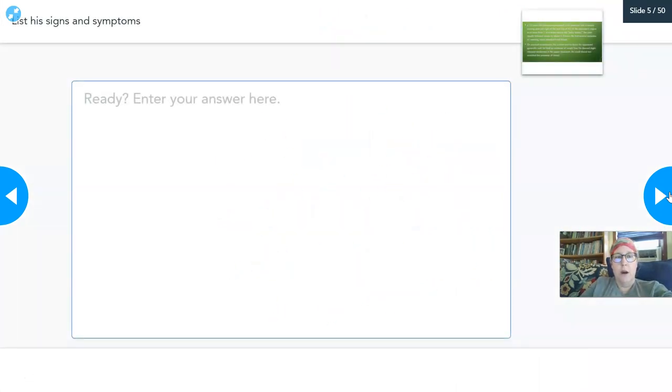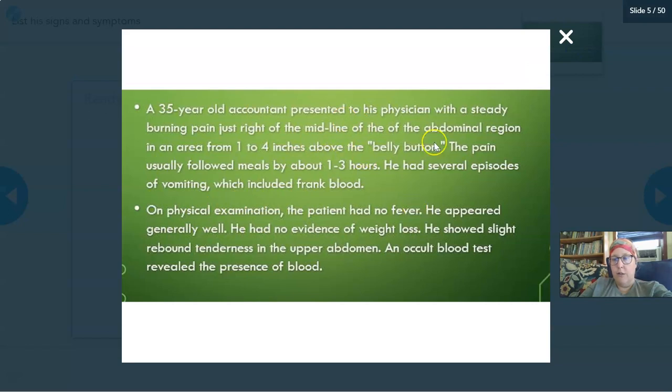Okay, so your first question, and I have this here, I'm going to show you in just a second. List the signs and symptoms. To do it really well, to really show you understand this, I would put signs, list all the signs, put symptoms, list all the symptoms. And if you click on here, you can see, I just put a screenshot of that, and then if you X out, you're back here, so you can go back and forth.